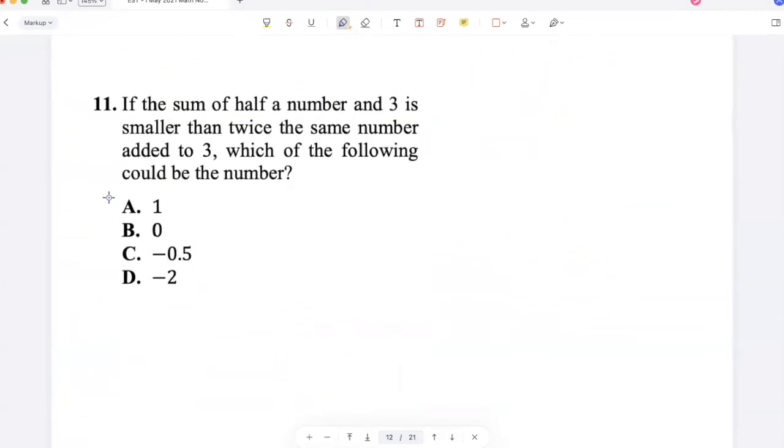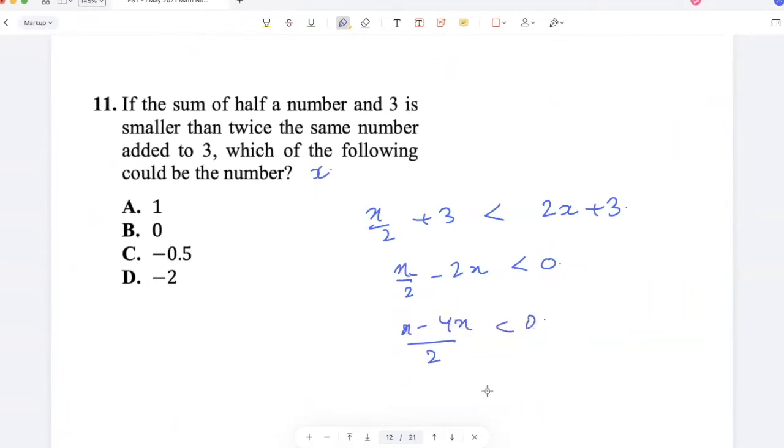If the sum of half a number and 3 is smaller than twice the same number added to 3, which of the following could be the number? So let the number be x. Sum of half a number and 3 is smaller than twice the same number added to 3. So x by 2 minus 2x should be less than 0. So that's x minus 4x should be negative. So minus 3x should be negative. So x should be positive. Which of the following could be that number? So x needs to be greater than 0. So 1.